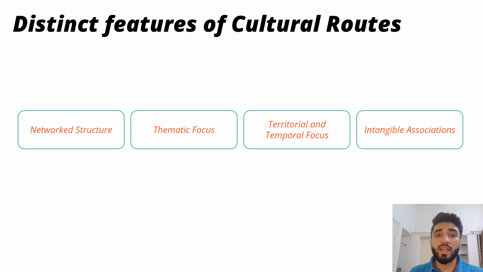Then the final one is intangible heritage. CIDOC CRM focuses primarily on tangible cultural heritage objects, but cultural routes also possess intangible aspects like rituals, traditions, and knowledge. So these aspects need to be incorporated in the ontology when we are developing an ontology for cultural routes, specifically for culture.